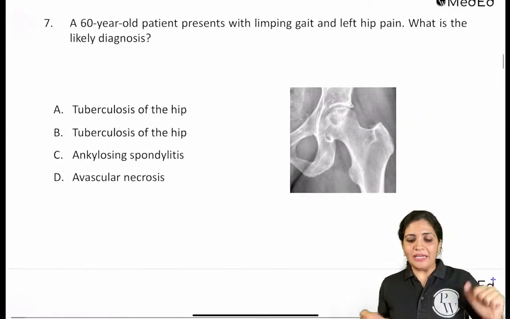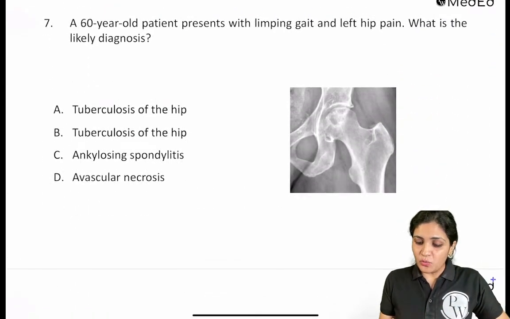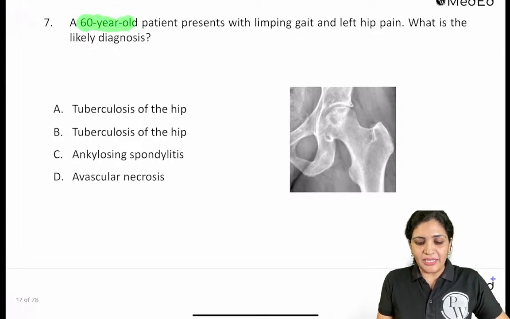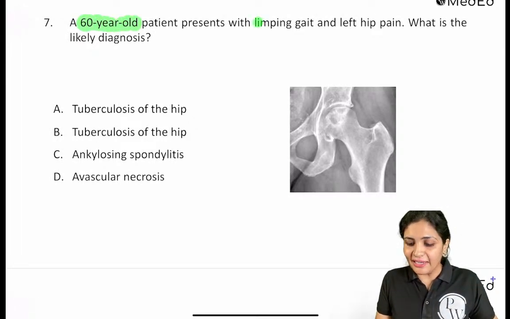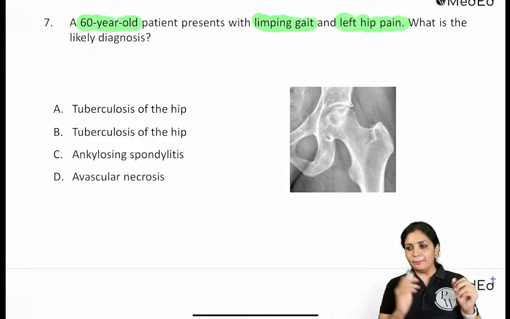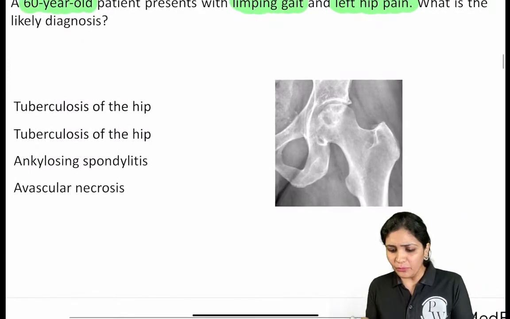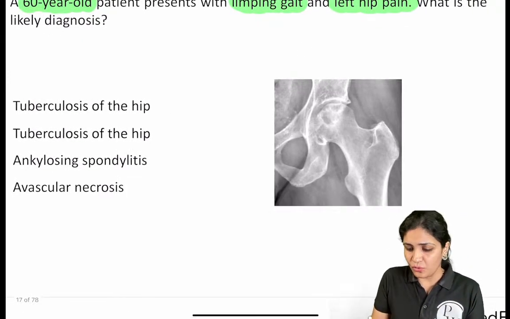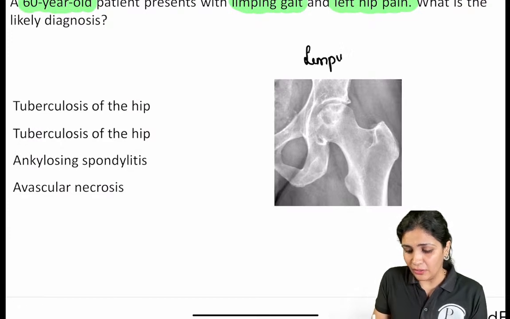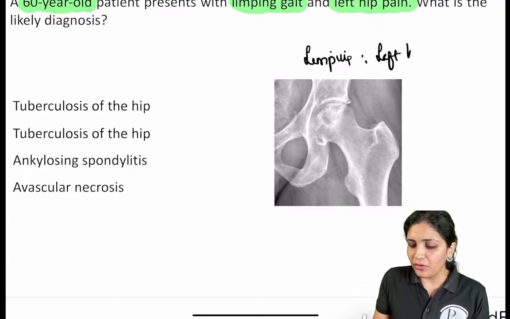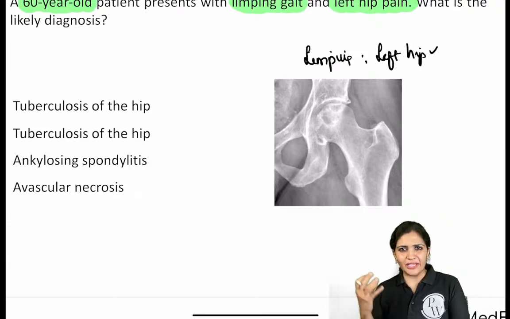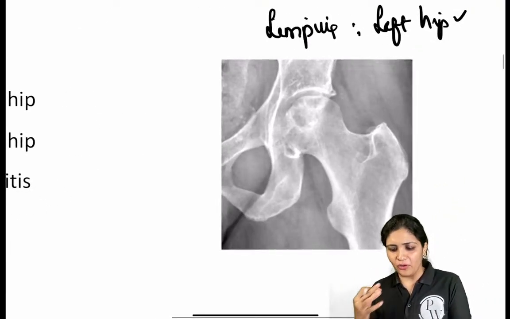Moving on to the next one, a 60-year-old patient presents with the limping gait. So here the age is 60 years, 6th decade, and then he presents with limping gait and the left hip pain. What is the likely diagnosis? So here we are left only with the option of the x-ray, right? So they present with limping, which is seen in all the options which are present here, and then hip pain, which is not very significant to one condition. But now we go according to the radiograph.